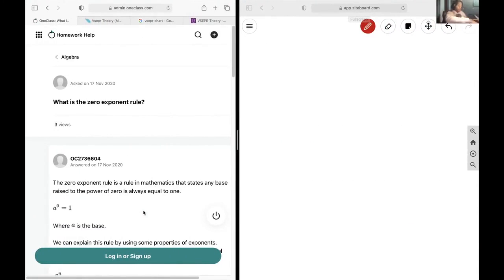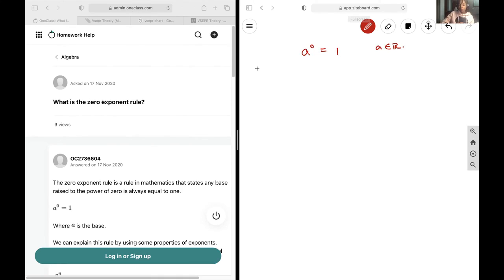Okay, so for our first question, we want to define what the zero exponent rule is. The zero exponent rule simply states that any constant to the power of 0 is going to be equal to 1. So a can be any real number.